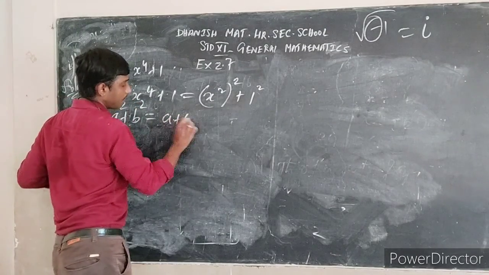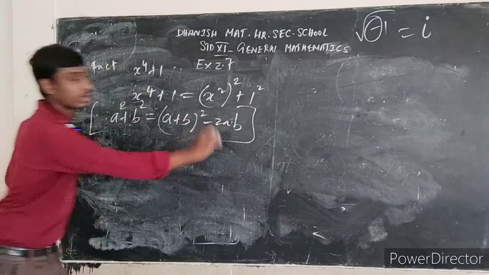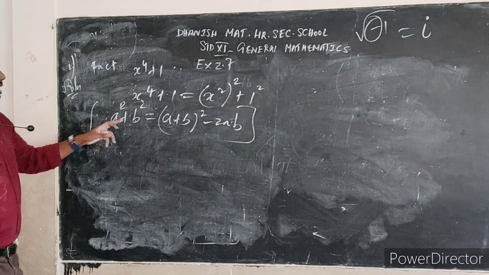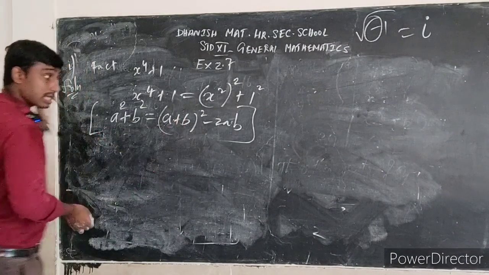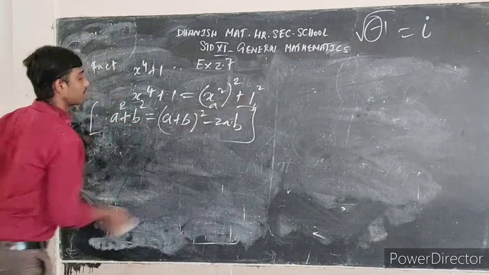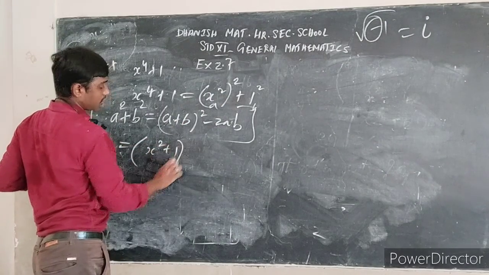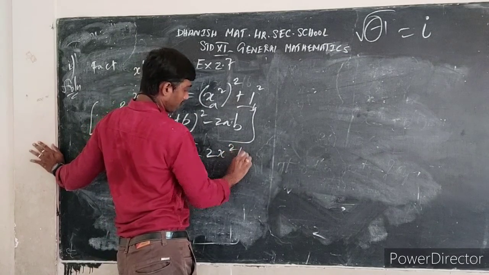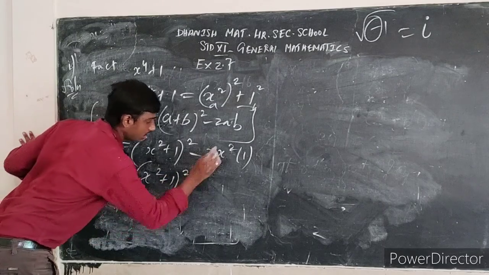That will be a plus b the whole square minus 2ab. What is the formula here for a square plus b square? In the last sum we saw the a square minus b square formula. Here we have seen the a square plus b square formula, equal to a plus b the whole square minus 2ab. Then you have to write what is the a value. This one is x square. This one is the b value. Substitute this one. So what is the value? x square plus 1 the whole square minus 2 into x square into 1. So here we are writing x square plus 1 the whole square minus 2x square.